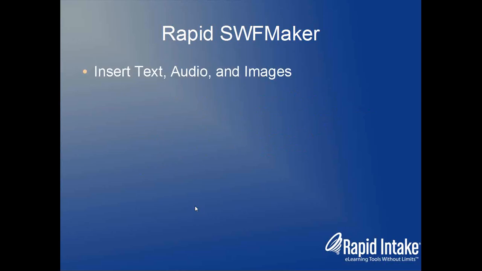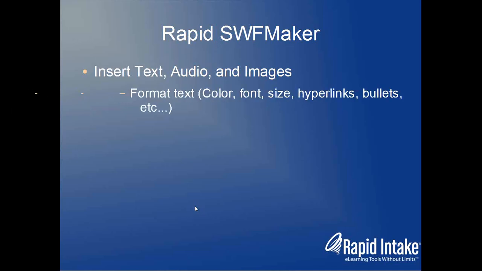Now, after you have selected an interaction, you can start to customize it. You can put in your own text, your own audio, and your own images to make the SWF your own. You can start from a template, but of course put in your specific content for the interactions that you're putting together. In addition to inserting and formatting text, many of the interactions, if not all of them, also allow you to put in audio and images.